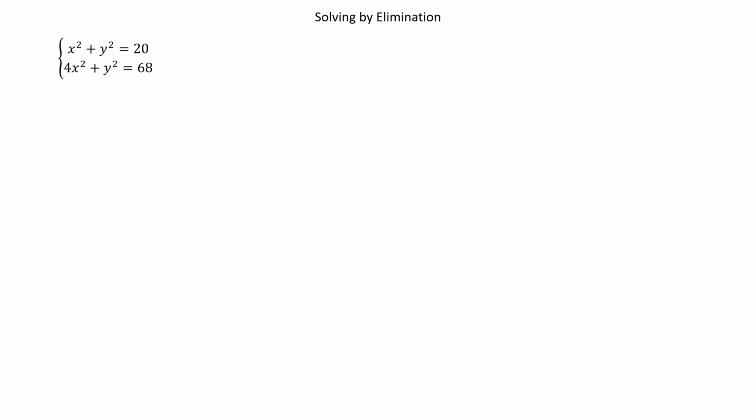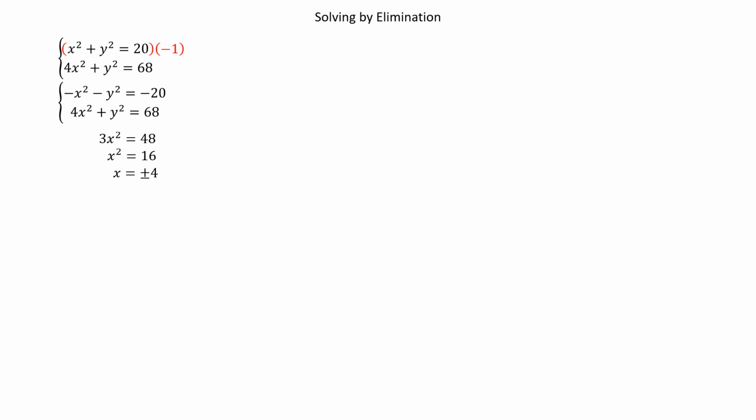Solving by elimination, same basic idea, except we're going to use elimination. So we need one of our variables to have the same coefficient except negative, and then we'll add them together. So here, if we multiplied that top equation by -1, we'd have negative x squared minus y squared equals negative 20. We can add these together, which would eliminate the y squared. We get 3x squared equals 48. Divide by 3, x squared equals 16. Square root, x equals plus or minus 4.